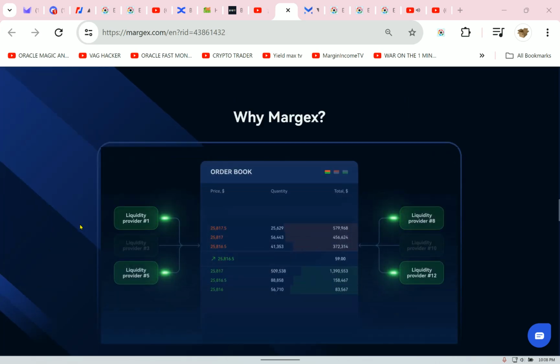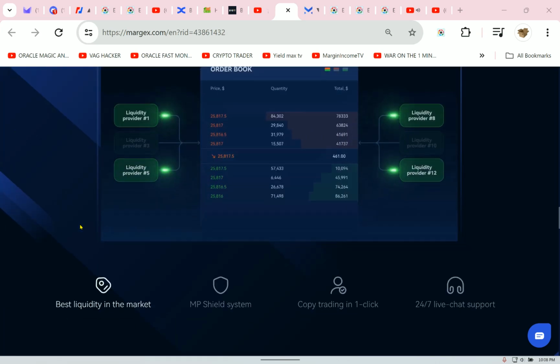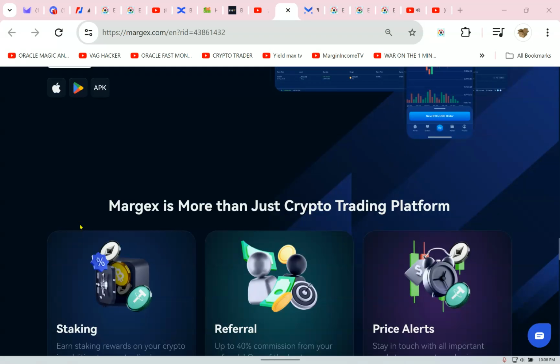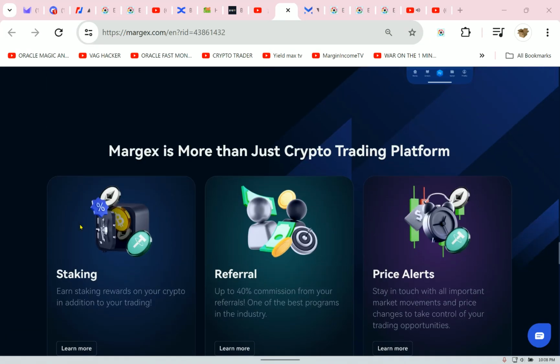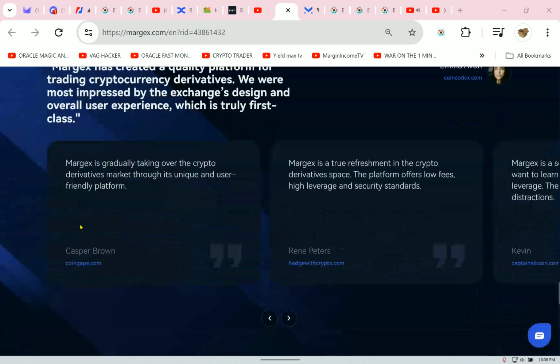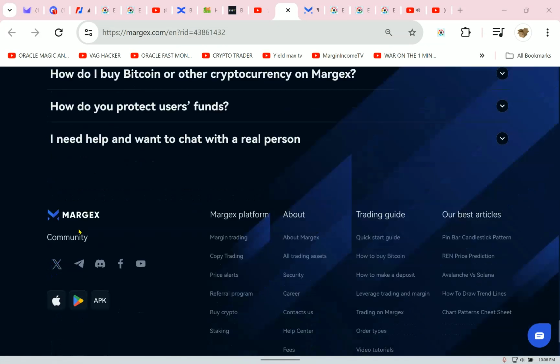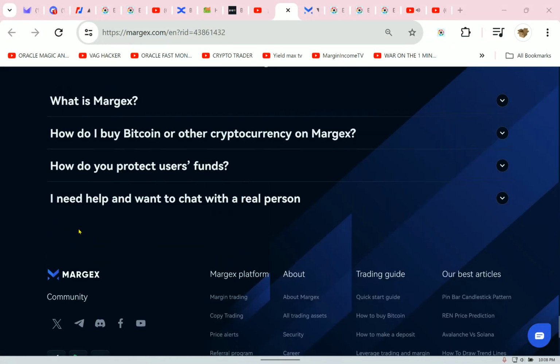I am not going to long Bitcoin. Not at this time of night. I would never. So it's an interesting exchange, but I show you the most simple parts and you can deposit anything.